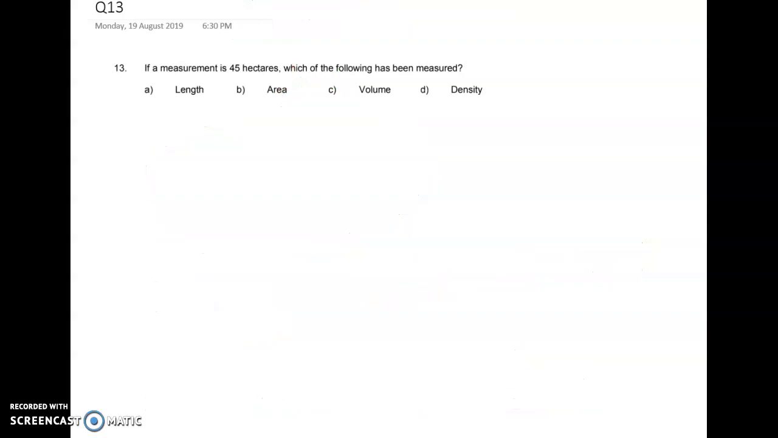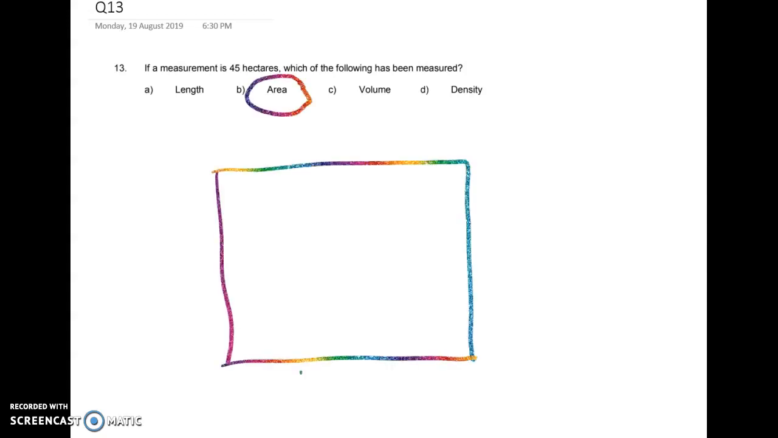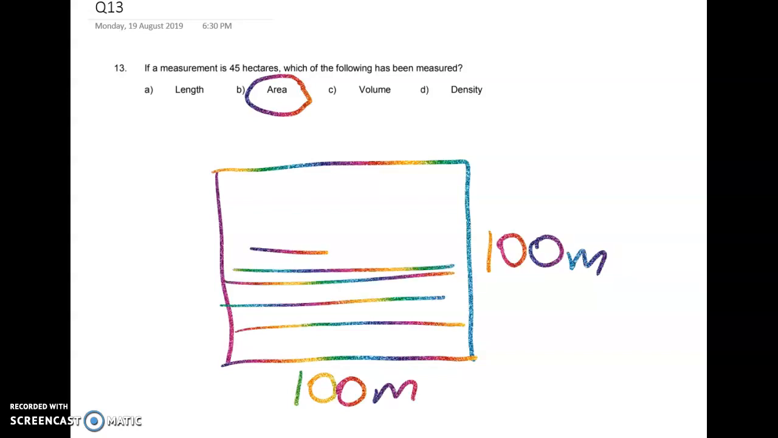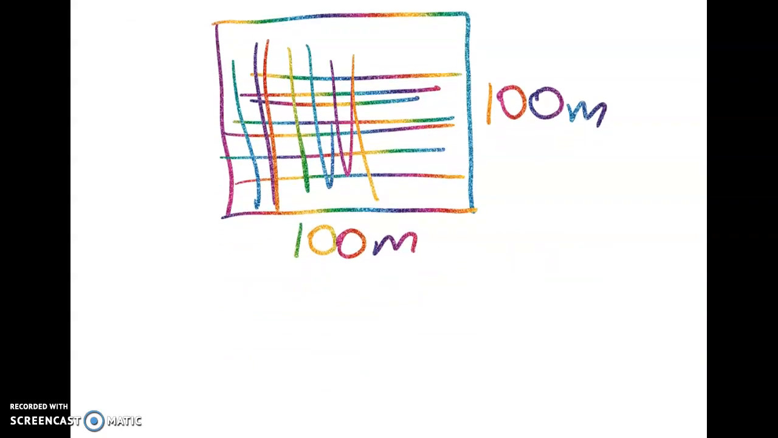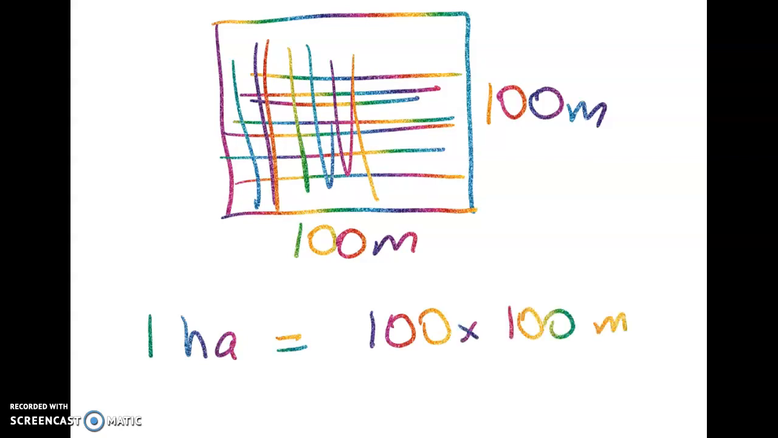Right, number 13, if a measurement is 45 hectares, which of the following things are we measuring? Well, a hectare measures area, and a hectare, remember, is the unit that looks like this. It's got 100 meters going this way, and it's got 100 meters going this way. So if you imagine 100 lines that way and 100 lines that way. So that tells me that 1 hectare is equal to 100 times 100 meters squared, which is 10,000 meters squared.